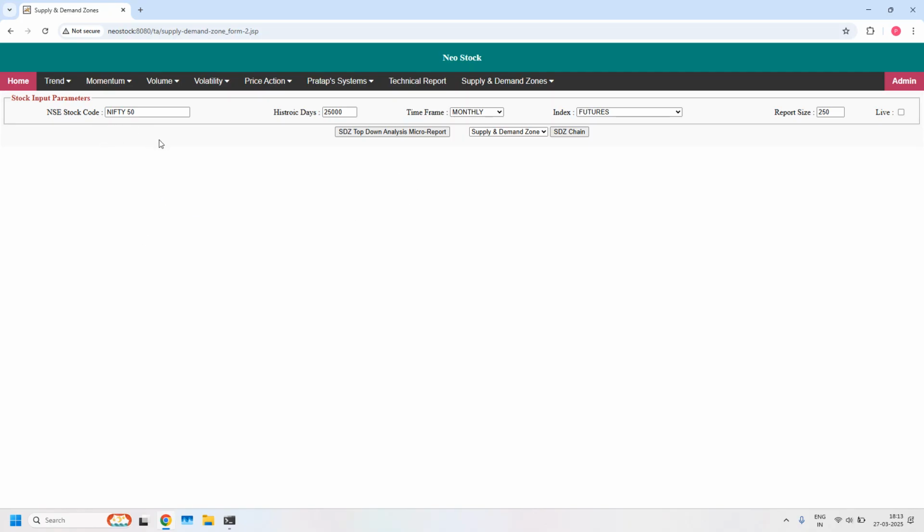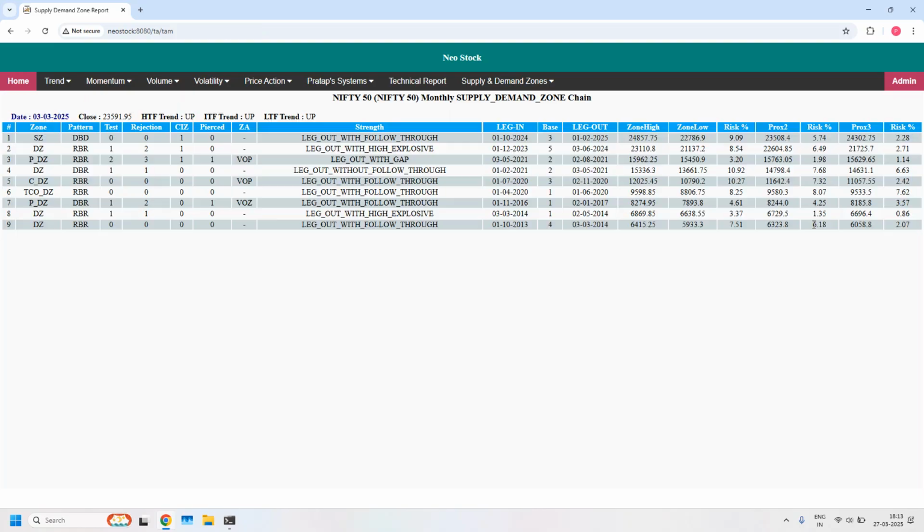First, I'm going to generate the NIFTY supply demand zone chain report starting with the monthly time frame. Okay, this is the NIFTY monthly supply demand zone chain. Always look into the zone column to find the high liquidity zones. Look into the pierced column to find the pierced zones. And always look into the LTF trend to find the trend of the current time frame you have selected.